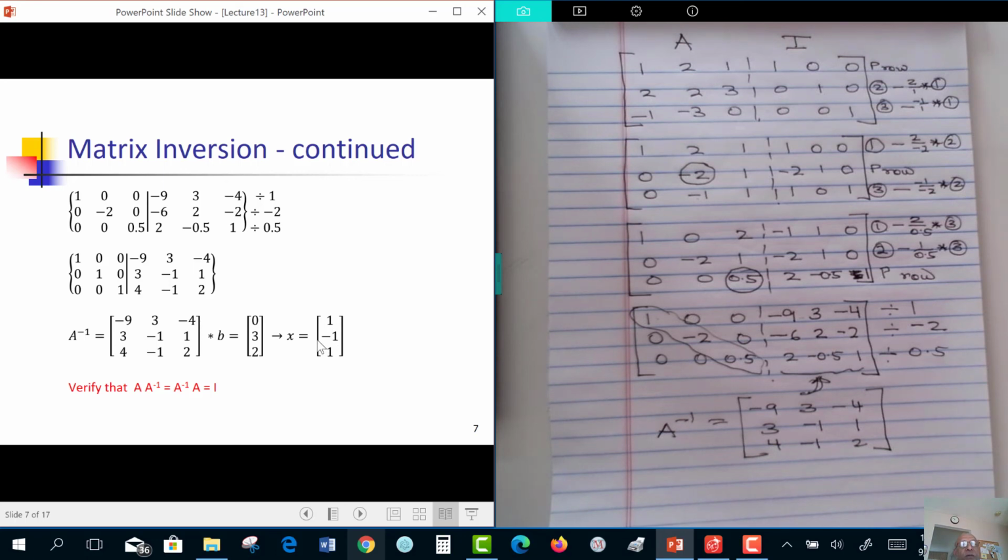Now, just for those of you who have not done enough matrix manipulations by hand, please manually do this by hand. Try A times A inverse. So you have A, you know A inverse, multiply it, make sure you get I. Take A inverse, multiply it by A, make sure you get I.